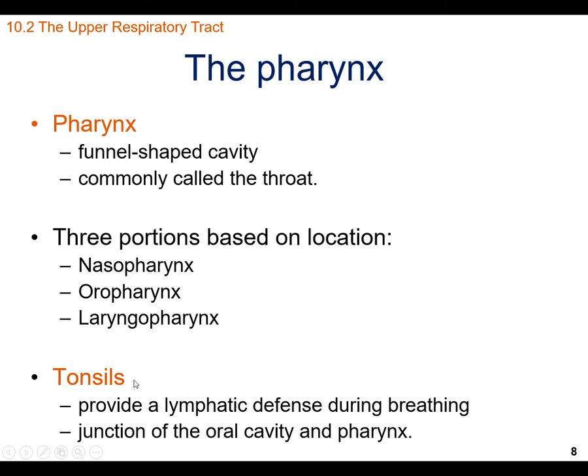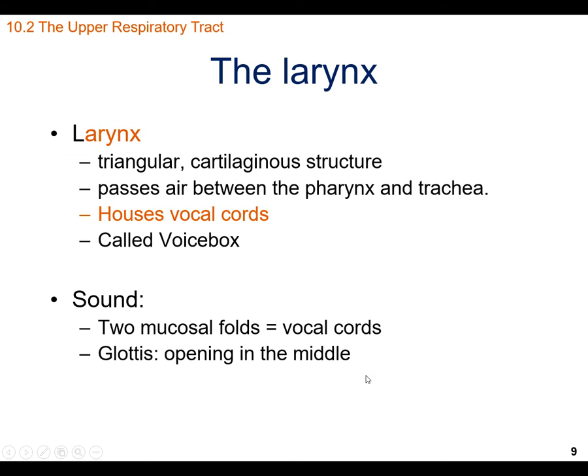On either side of the throat, you have tonsils, which provide a lymphatic defense during breathing. And if you'll recall, we talked about the tonsils when we were doing the immune system. And so this lymphatic defense here just helps with your immune response as you're breathing in air. It's also the junction of the oral cavity and the pharynx.